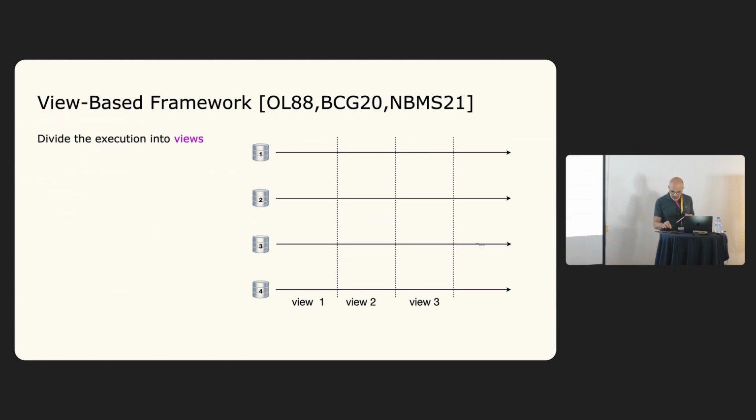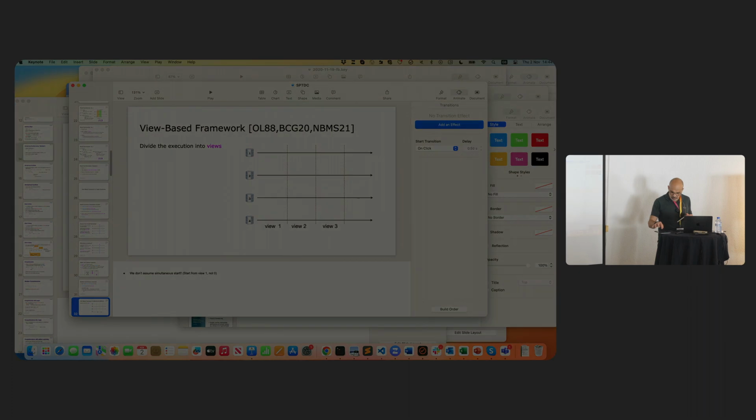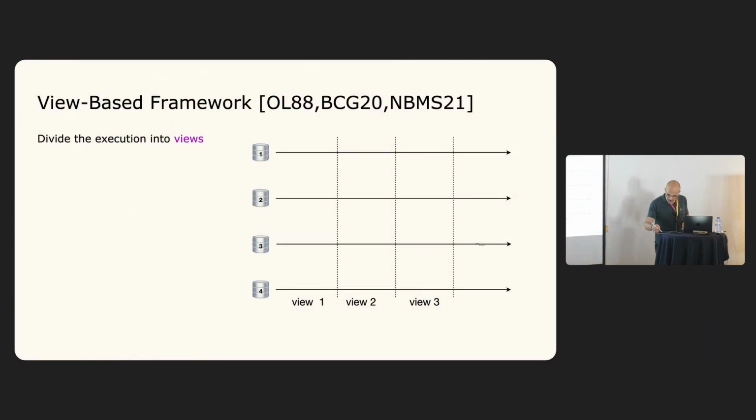So the view-based framework was introduced first in this paper by Oki and Liskov in '88. It was called viewstamped replication. So this was the first paper to talk about views, more or less in the same sense as we are talking about them today.